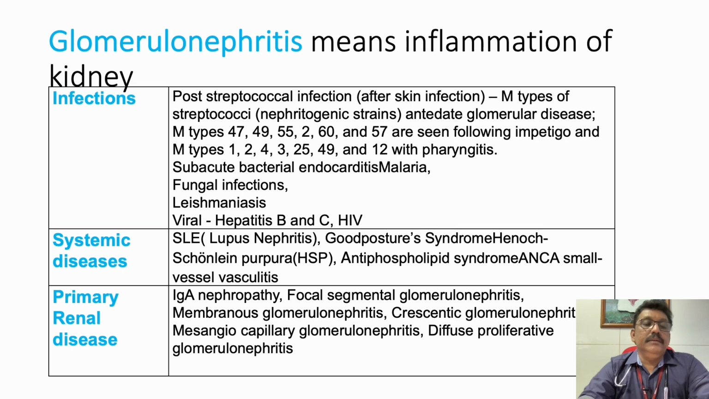So these are the conditions which can produce AGN without any infection. Primary renal diseases like IgA nephropathy, focal segmental glomerulonephritis, membranous GN, crescentic GN, and different types of nephrotic syndromes can also produce AGN.